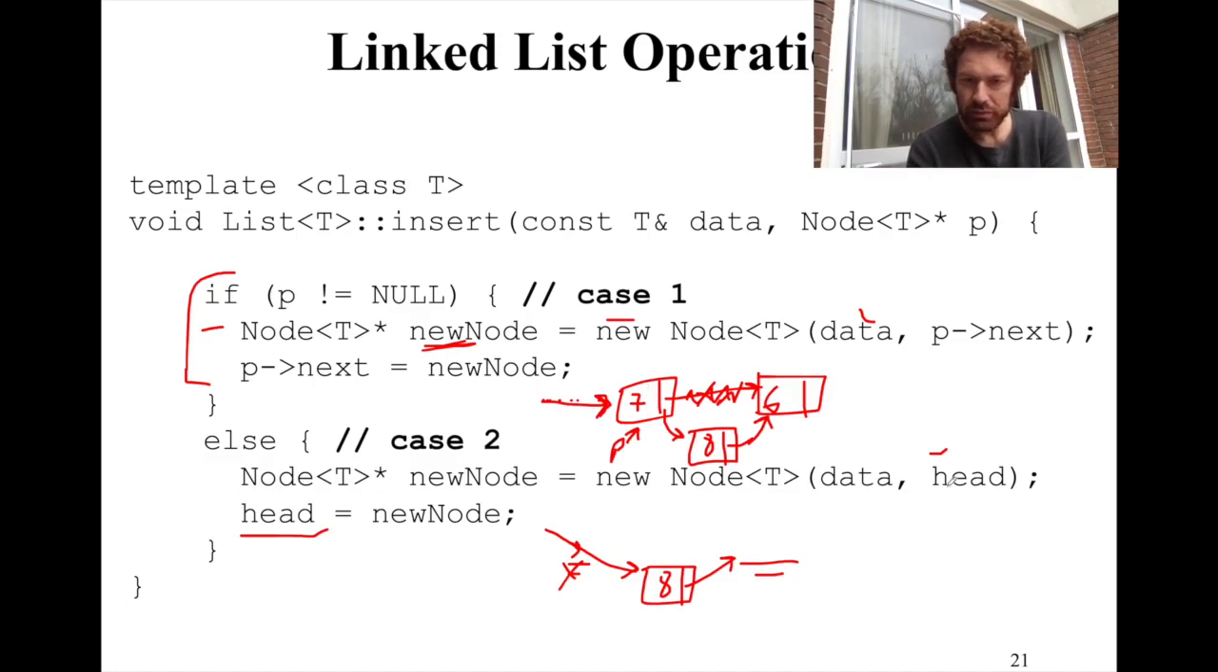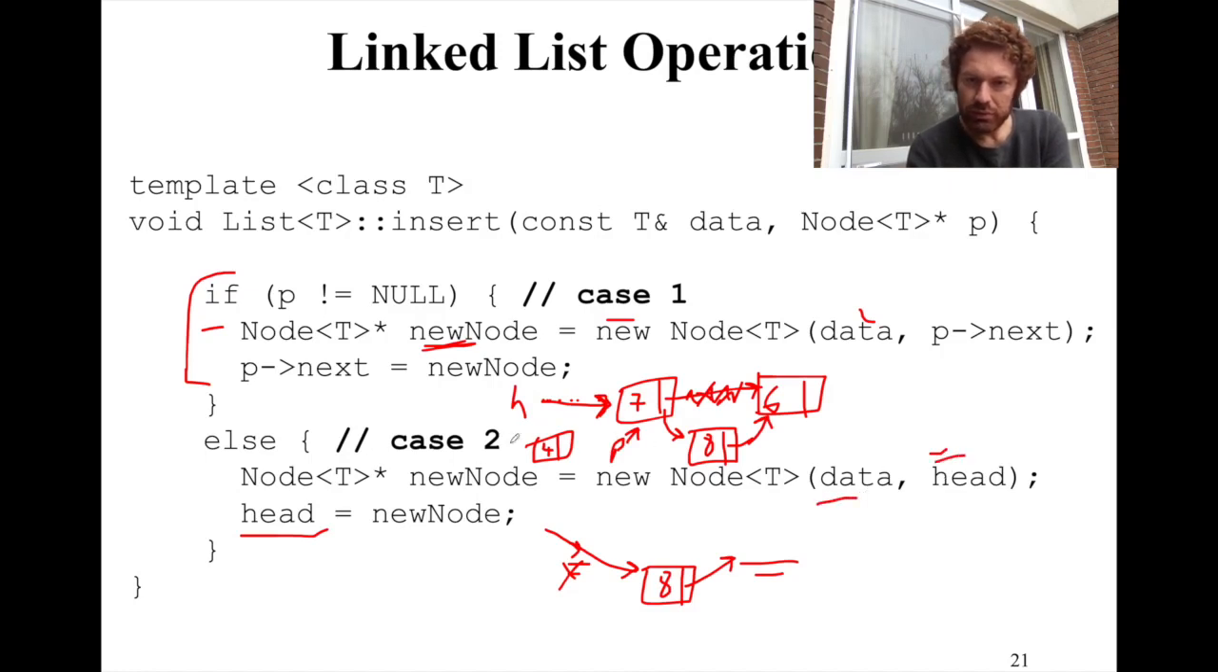Then I will call this function with head. So remember head is pointing here. So I create this new node. So let's insert 4. I create this new node called 4. Remember I am inserting as the first element. So 4 is created. Now 4 is this data.